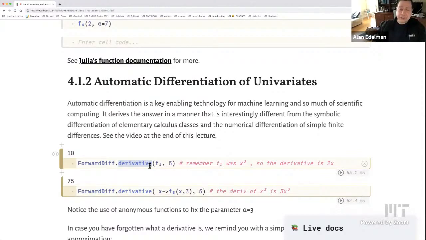I call that symbolic differentiation. It's the sort of thing that Mathematica is really good at. You can do it in Julia as well, but we're not going to do that today. My point is, this is not what is happening here. It is not like the way you did calculus when you took a calculus class.